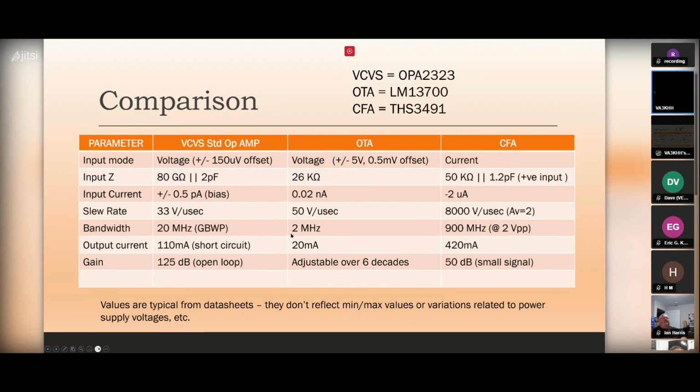The gain bandwidth product here might be 20. There it's 2. This is 900 megahertz at 2 volts. 110 milliamps, 20 milliamps, 420 milliamps. And then your relative gains. Obviously 125 dB sounds really good, but that's open loop and you can't really use it unless it's just a comparator or something. This one, they say adjustable over 6 decades, and this one's 50 dB for your small signal gain.